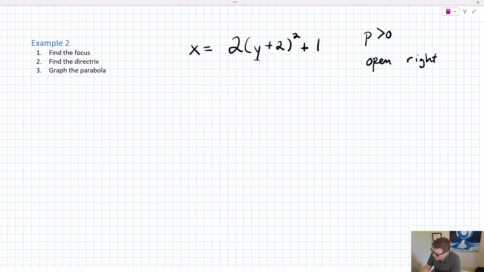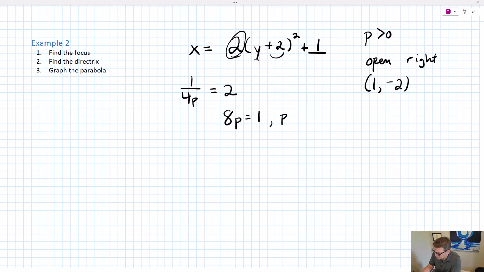Our vertex, if you remember, this is going to be h, so this is going to be 1, comma, and this now is going to be k, so that's going to be -2. Remember, if it's inside of the parentheses, you've actually got to negate the sign. Now we need to go find p. If you remember, 1 over 4p is going to equal this value right here, which is 2. So we get 8p equals 1, and so p equals 1/8.